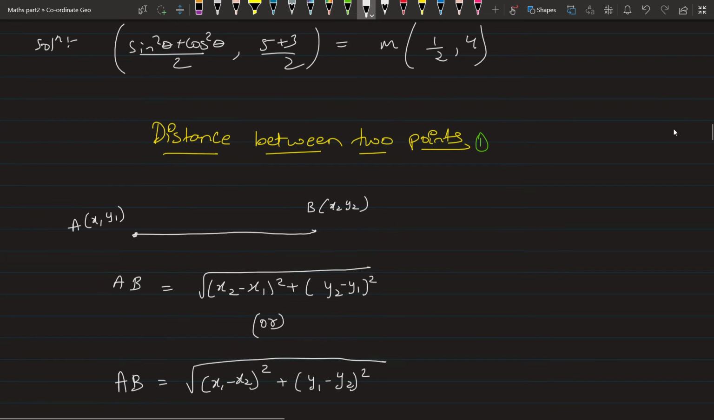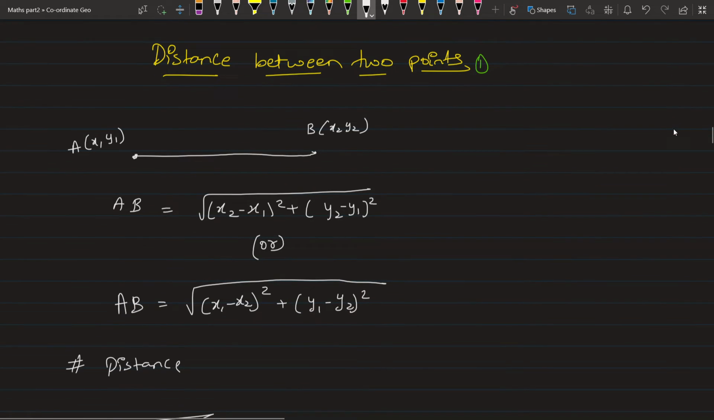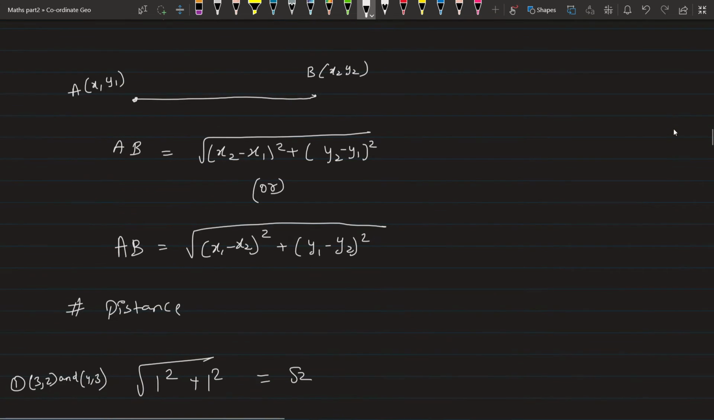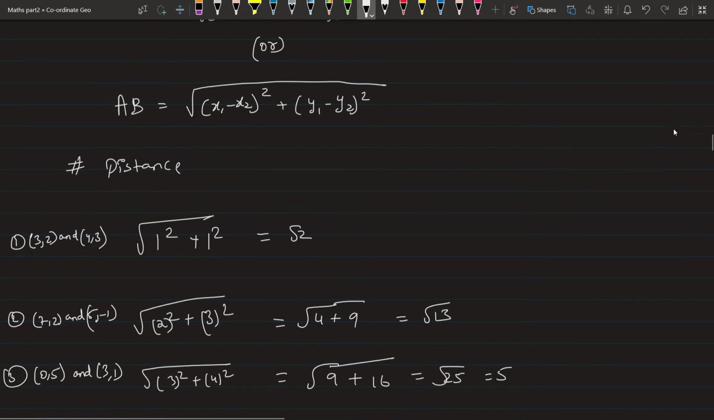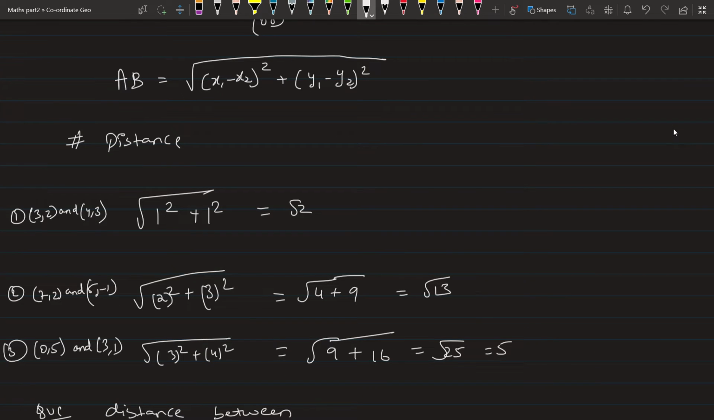The next topic is the distance between 2 points. To find the distance between 2 points, we must know the positions of the 2 points, A and B. We will assume them as (x1, y1) and (x2, y2). So the distance will be the root of (x2 minus x1) whole square plus (y2 minus y1) whole square. You can replace the x1 and x2 values as written inside the square brackets. At last the sign will be positive only.